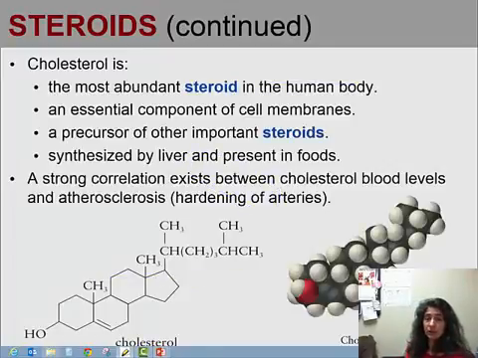Alright, so cholesterol, most abundant steroid, right? We know we make a lot of other steroids from it. We've talked about that. We'll look at some of those pathways. We know it's involved in our bile acids, some derivatives of it, and it also plays a role in our cell membranes.